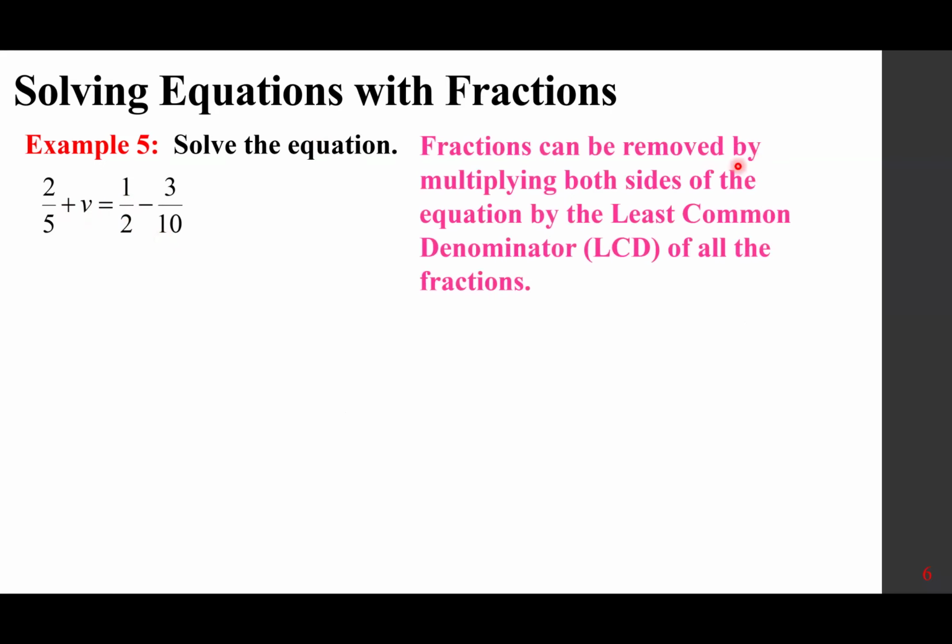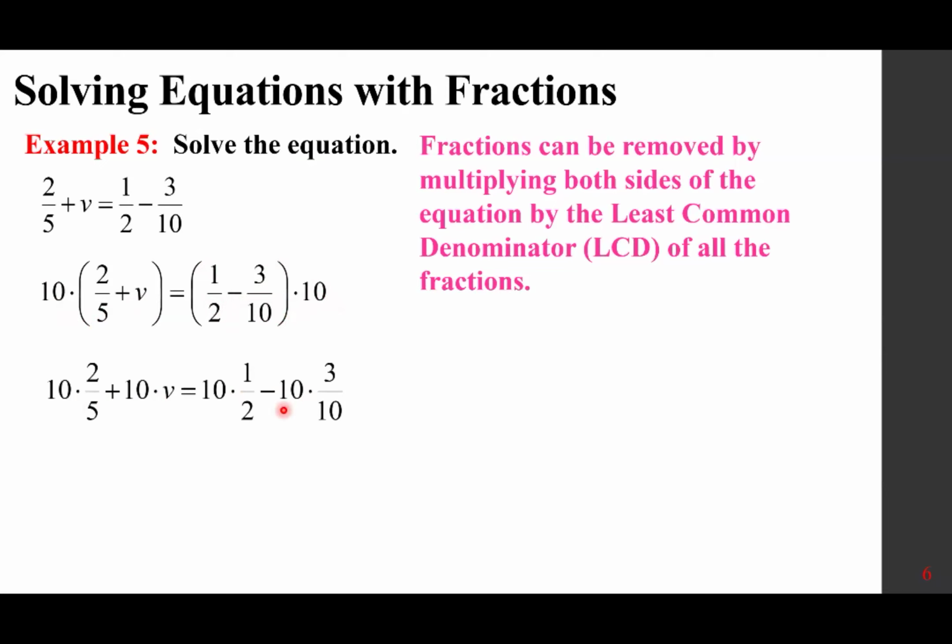Fractions can be removed by multiplying both sides of the equation by the least common denominator, LCD, of all fractions. No matter how many fractions you have, and I hope you recognize the LCD is 10 for all those fractions. If I multiply both sides by 10, every fraction will lose its denominator. So I'm going to multiply the 10 by 2 over 5 by V. I'm going to multiply 10 by 1 half minus 10 times 3 over 10.